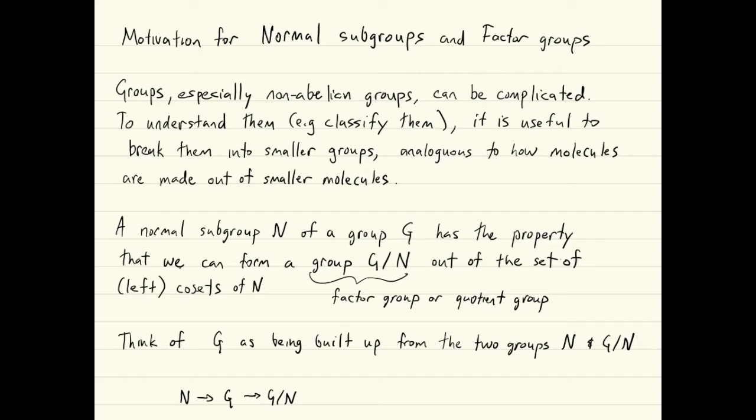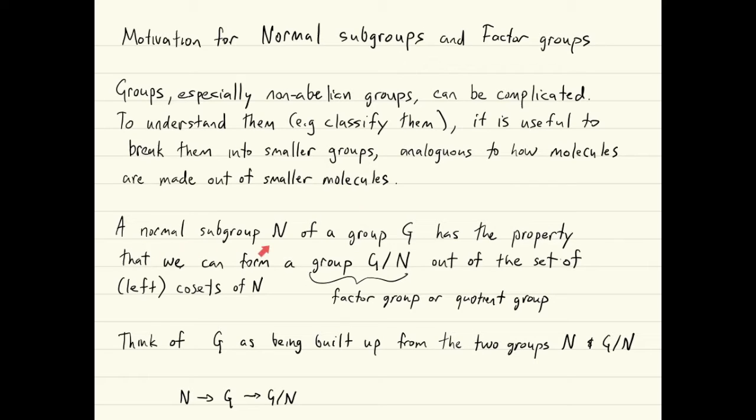So in general, groups, especially non-abelian groups, can be complicated. And to understand them, by which I mean classify them, for example, asking how many groups of order 20 are there, it's useful to break them into smaller groups, analogous to how molecules are made out of smaller molecules.